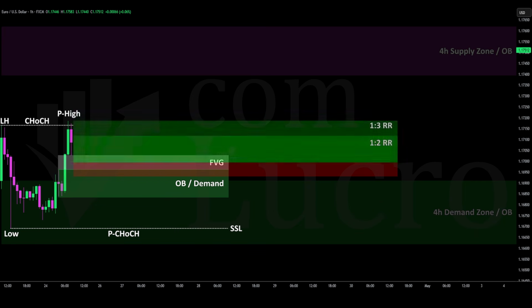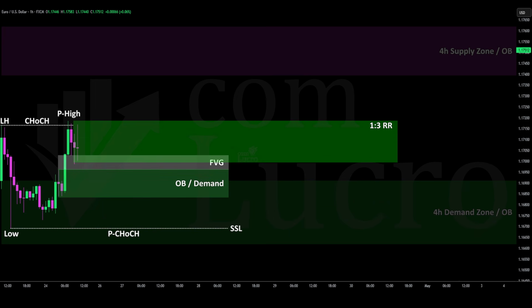separate targets. The first objective will be placed at a 1-to-2 risk-to-reward ratio, where 50% of the position will be closed. The final target will be placed at a 1-to-3 risk-to-reward ratio, where the remaining 50% of the position will be closed. Once the stop loss and both targets are positioned, we can see price retracing directly into the setup and beginning to move toward the first objective at 1-to-2.